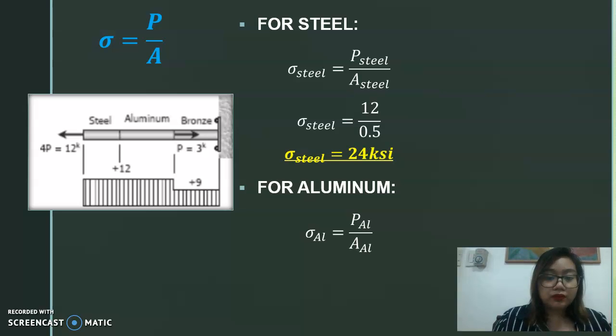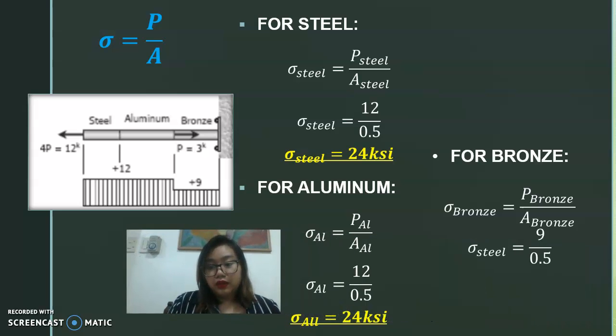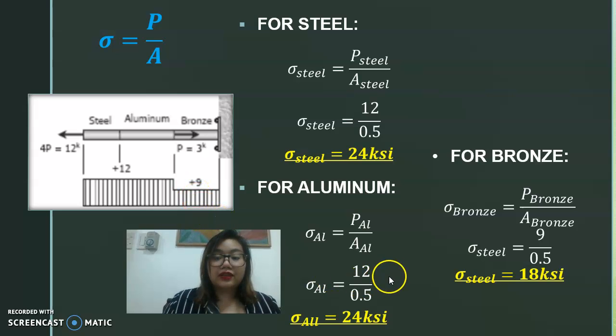For aluminum, P would also be 12, and then the area is constant, which is 0.5 inches squared, which also would give us 24 KSI. Lastly, for bronze, we have 9 kips over 0.5 inches squared. The P is indicated here, which would finally give us the value, for bronze, of 18 KSI.